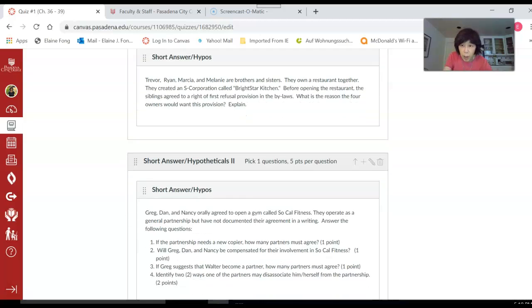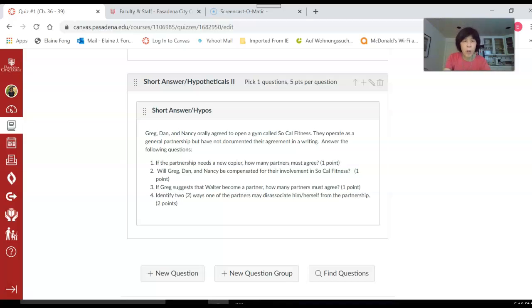Right. All right. And then our last question, I just gave you some short scenarios regarding a partnership among 3 people and asked you particular things about the operation of the partnership. So number 1, if the partnership needs a new copier, they want to make this major purchase, right? How many partners have to agree to make a purchase? 2 of the 3. We need a majority of the partners to agree. Number 2, will the 3 partners be compensated for their involvement in the partnership business? No.